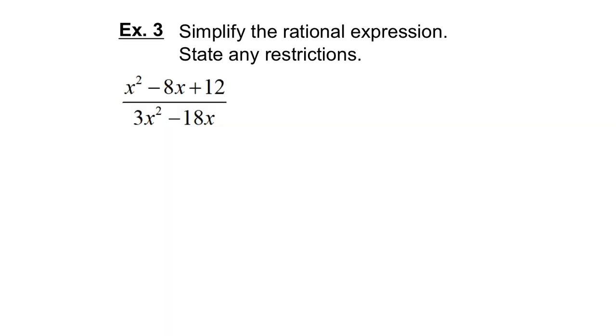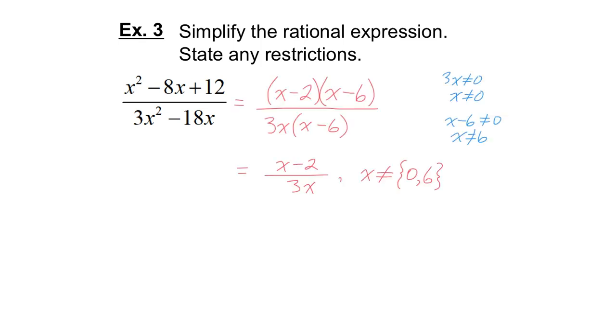Here's another one. So pause the video and try this one. Same method, just a different question. The numerator is a simple trinomial. This is how it factors. The denominator, I can do common factoring. 3x is the common factor. I notice that x minus 6 can be canceled out, so I'm left with x minus 2 over 3x.